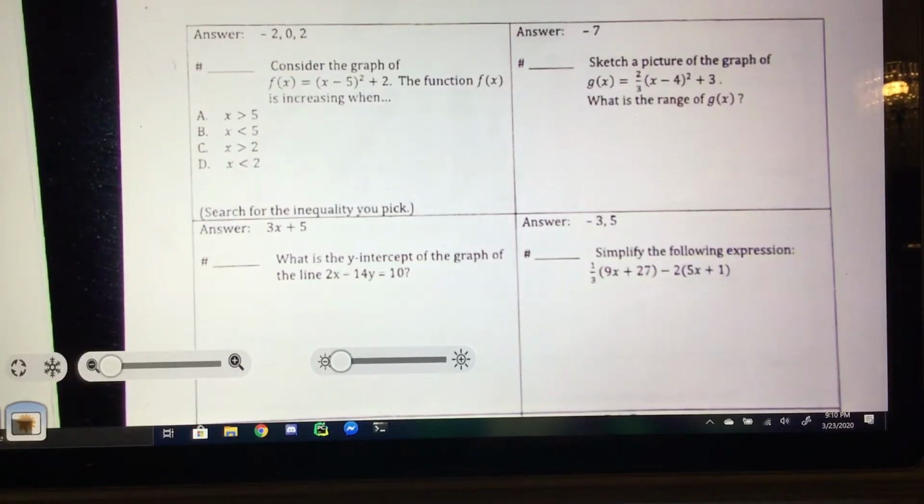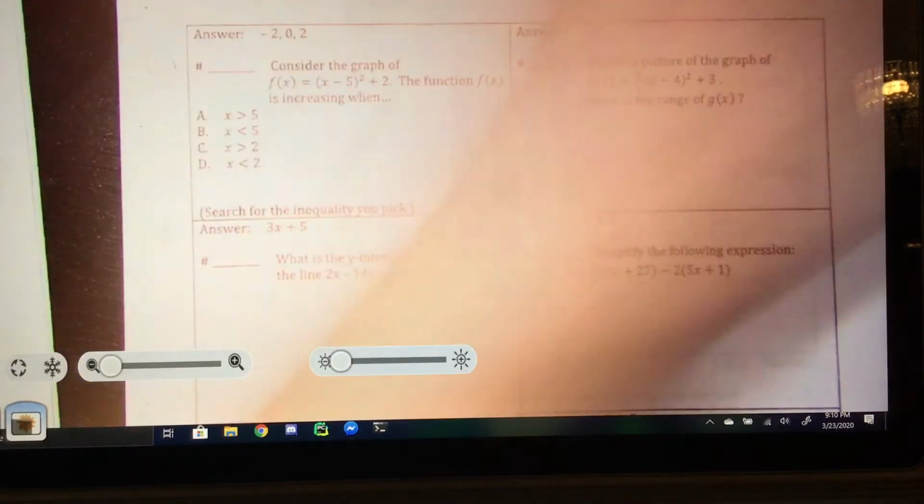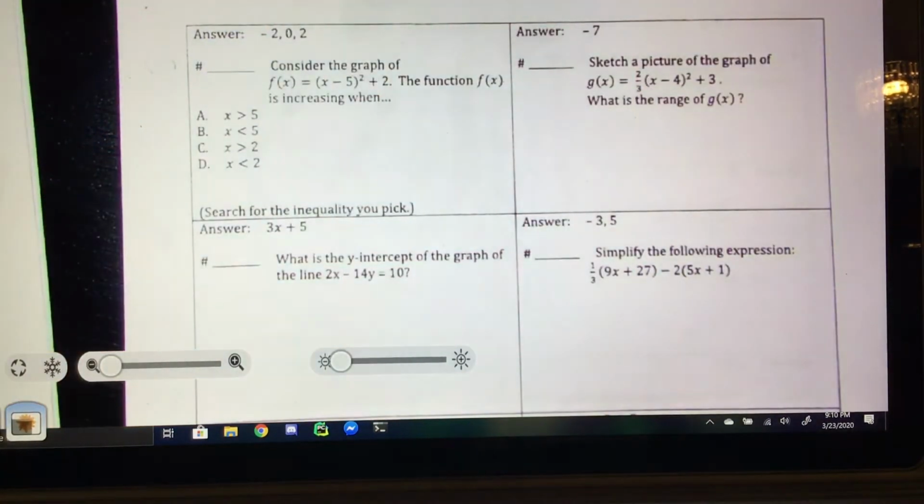Okay, page 3. Let's hope I can do this one a little faster than the last two, because 20 minutes of video is a lot.